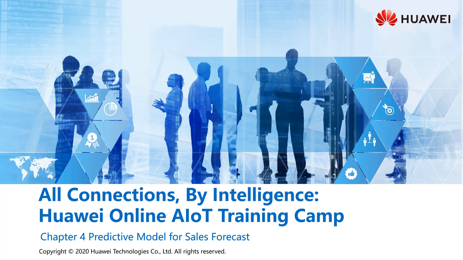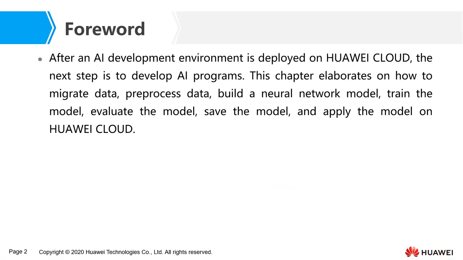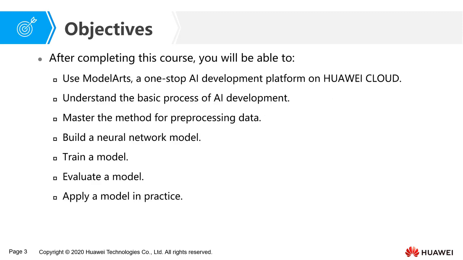In this chapter, I'll show you how to use an AI model to predict goods sales in a region. After learning this chapter, you will be able to use ModelArts, a one-stop development platform on HUAWEI Cloud, to migrate data, pre-process data, build neural network models, train models, evaluate models, save models, and apply models in practice. These operations are also the basic process of AI development.